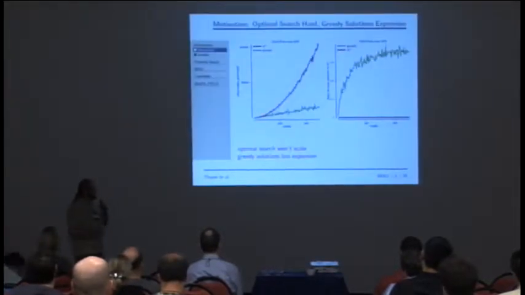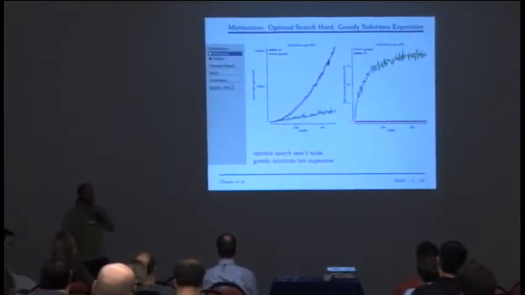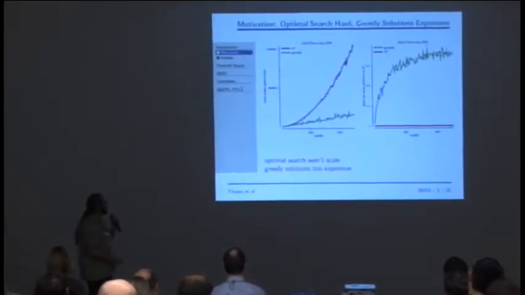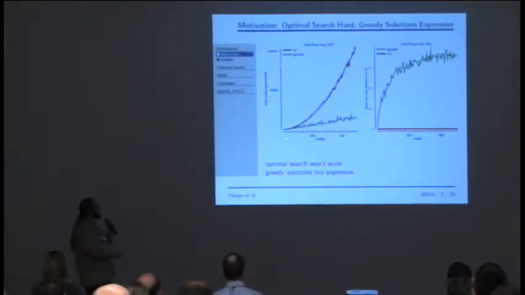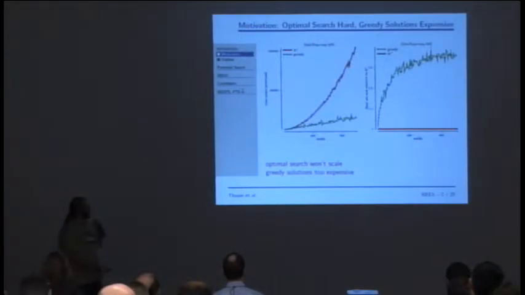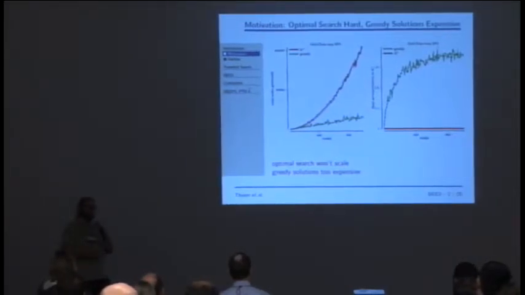So to start off, I'd like to motivate the area of bounded cost search. I think we all understand very well that optimal searches like A*, they provide us with optimal cost solutions, but they don't scale super well. Conversely, greedy search finds solutions quickly, but at the cost of finding expensive solutions.